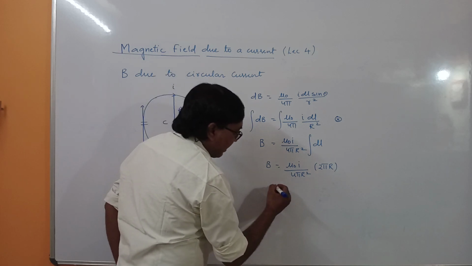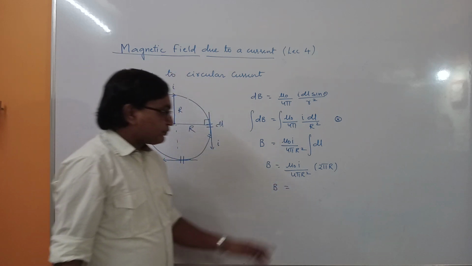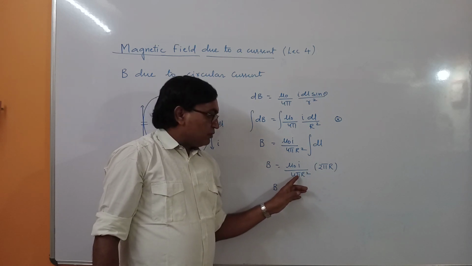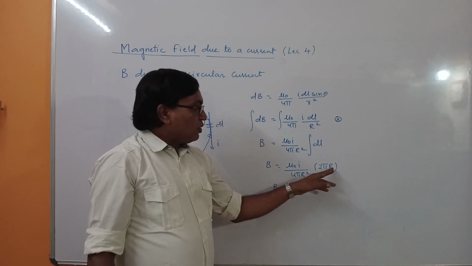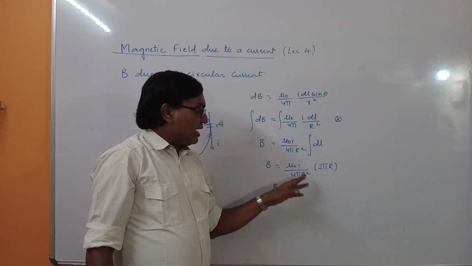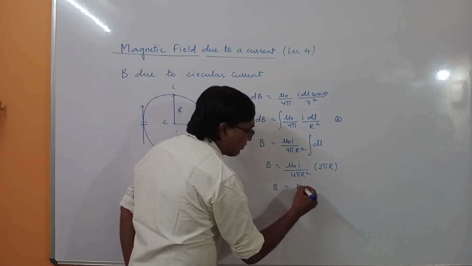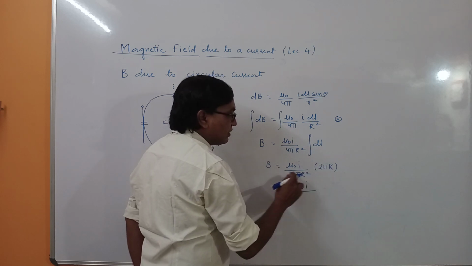Then the magnetic field B at the center of this loop: 2 pi will cancel out with 4 pi, the 2 cancels here. And one r will cancel with r square. So mu naught I, now 2 pi r is gone.